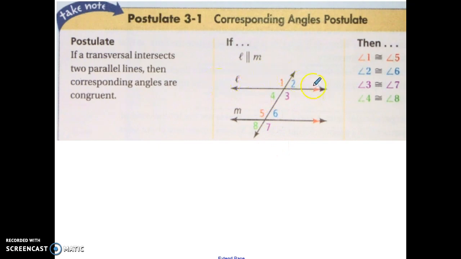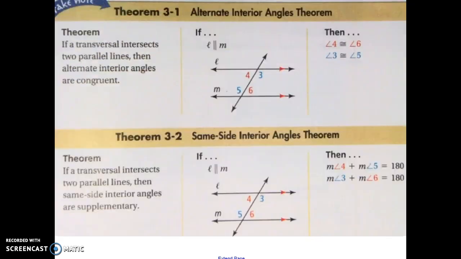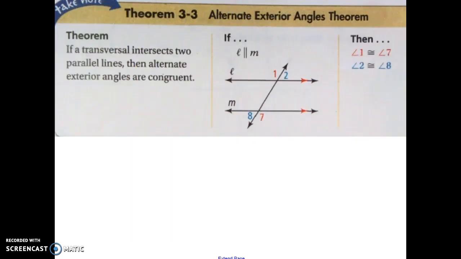These are all talking about parallel lines. That's what this little red symbol means here. These two are parallel, and then they're cut by a transversal that is not parallel to them. Given that, the corresponding angles 1 and 5 are congruent, and so on. Same deal here. Alternate interiors are congruent. Same side interiors are not congruent. They are supplementary. That's an important distinction. 4 and 5 are supplementary. 5 and 3 are congruent because they're alternate interior. And here, alternate exterior angles are congruent as well.